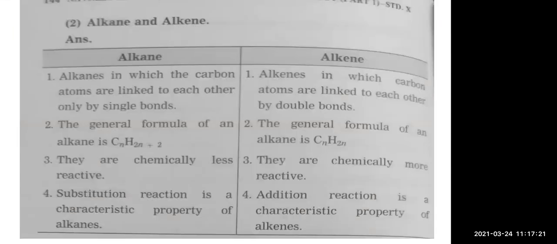Then comes the difference between the alkane and the alkene. In alkanes, the carbon atoms are linked to each other by a single bond, whereas alkene is linked with a double bond. The general formula for the alkane is CnH2n+2, whereas the general formula for the alkene is CnH2n. Alkanes are chemically less reactive, whereas alkenes are more reactive, because as we know saturated hydrocarbons are less reactive and unsaturated hydrocarbons are more reactive. That's why alkene contains a double bond, so it is more reactive as compared to the alkane.